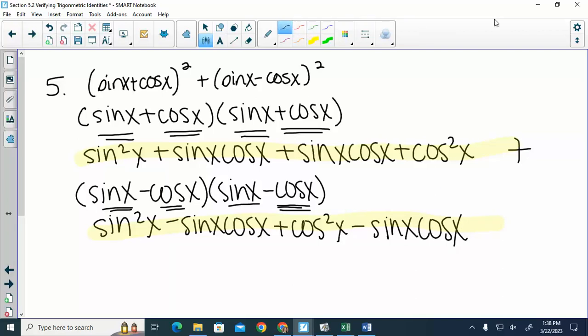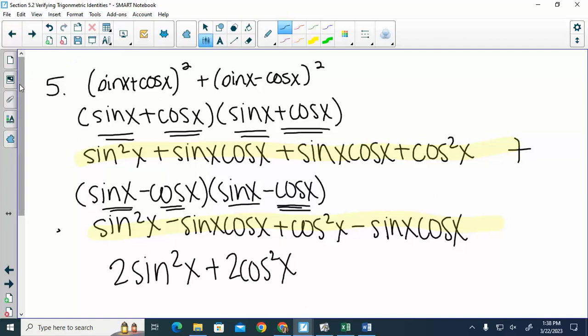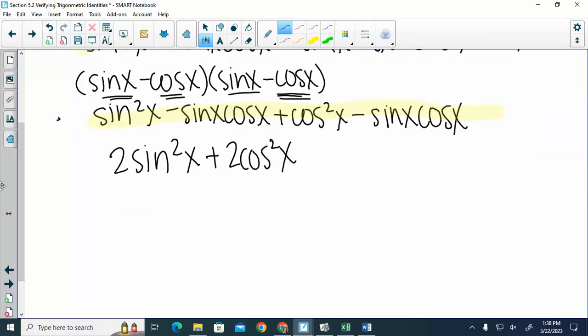So now when you start adding like terms, what do you get? 2. So sine squared x plus sine squared x is 2 sine squared x, plus 2 cosine squared x. Okay. Do we know what that would be equal to?